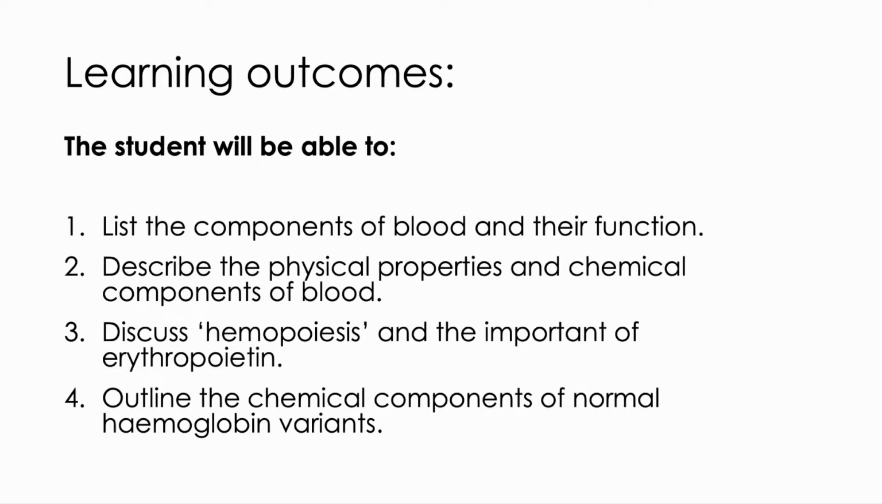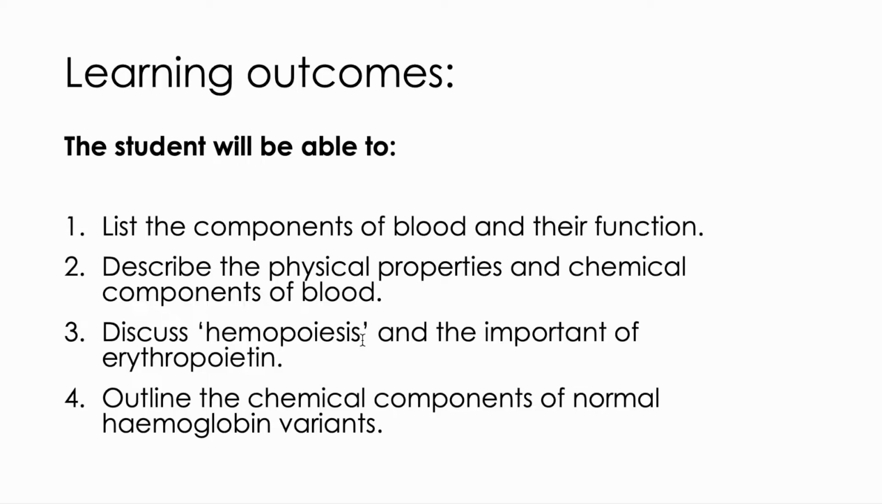So let's take a look at number 1. First and foremost, you need to list the components of the blood and what are the importance and functions of the components in the blood. Okay, now let's take a look at the second point. You should be able to describe the physical properties as well as the chemical components of the blood.